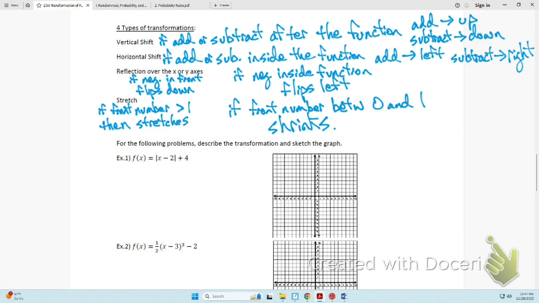So let's do number 1 and we'll stop there. I see a +4, that means it goes up 4. I see a -2, that means it goes right 2. So I make a dot on that spot. Up 4, right 2. This is absolute value, and there's no front number, so there's no change in how it grows. It just goes over 1, up 1, over 1, up 1. Left 1, up 1, left 1, up 1. And we have our transformed graph.